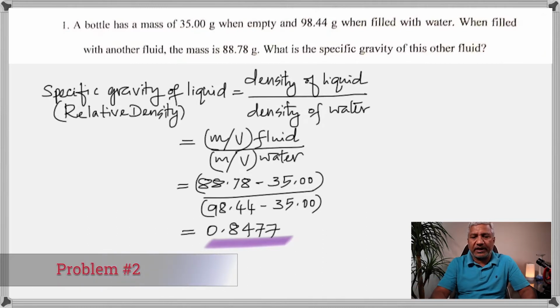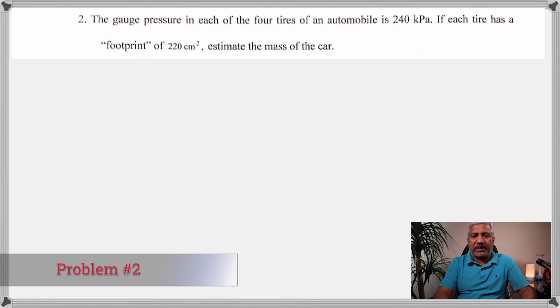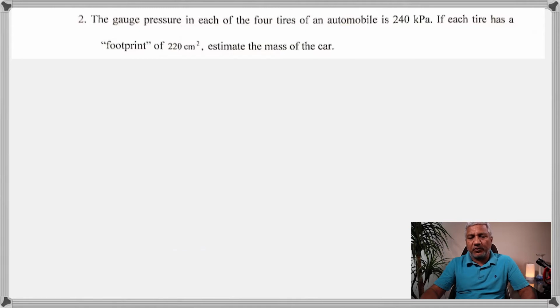Let's move on to the second one. Here is the second question. The gauge pressure in each of the 4 tires of an automobile is 240 kilopascals. If each tire has a footprint of 220 centimeters squared, estimate the mass of the car.